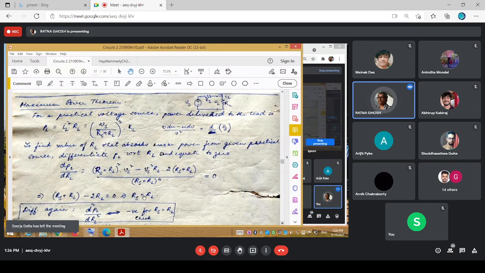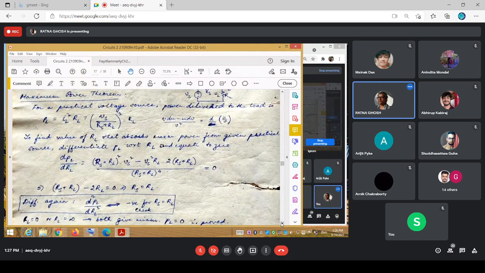Further on, I would like you people to check, if you did a second derivative of this one, d2PL by dRL squared. It's a maximum power theorem, so you expect that this particular derivative should come out to be negative if you substitute Rs equal to RL. So please check that out for yourselves. It's an easy check, but do it, so that you've ensured that.